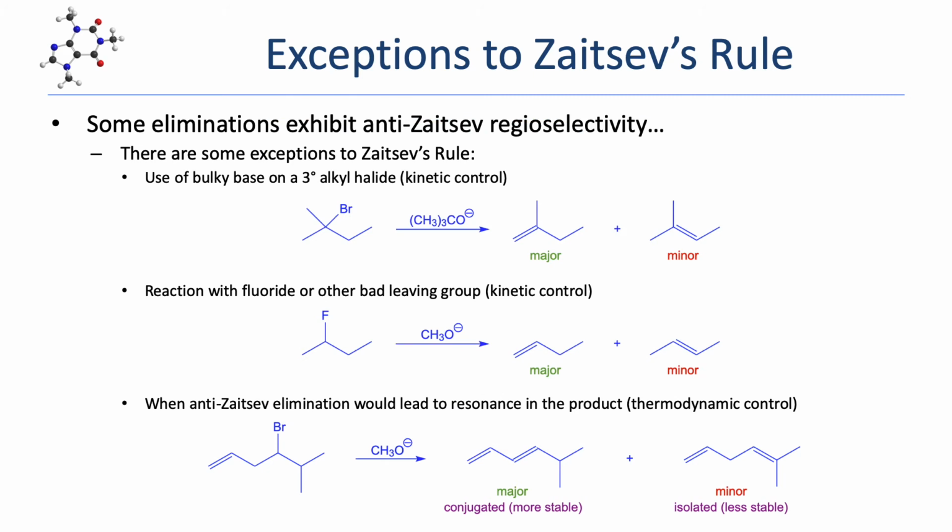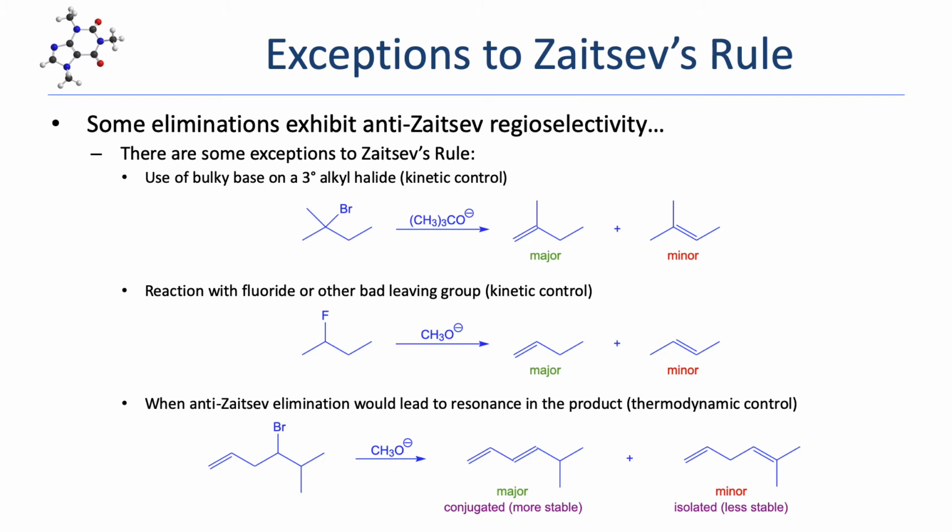Another way that an elimination can experience anti-Zaitsev regioselectivity is when the anti-Zaitsev elimination would lead to resonance stabilization in the product. And in this case, the reaction is still under thermodynamic control. If we look at this example, removal of one of the beta hydrogens to the left of the halogen would result in the formation of a less substituted anti-Zaitsev product, here shown on the left. Removal of the beta hydrogen to the right of the halogen would result in the more substituted Zaitsev product.